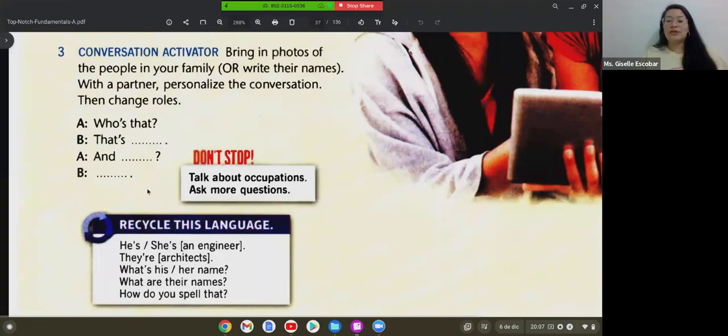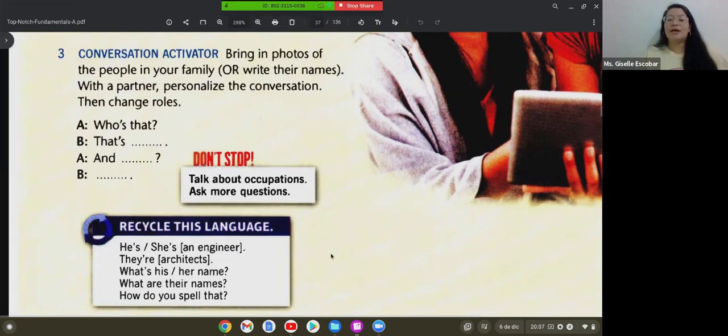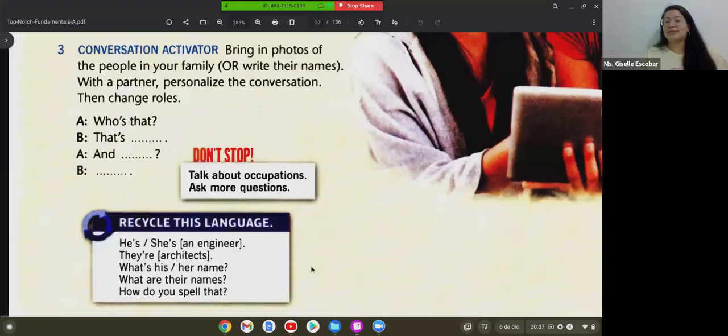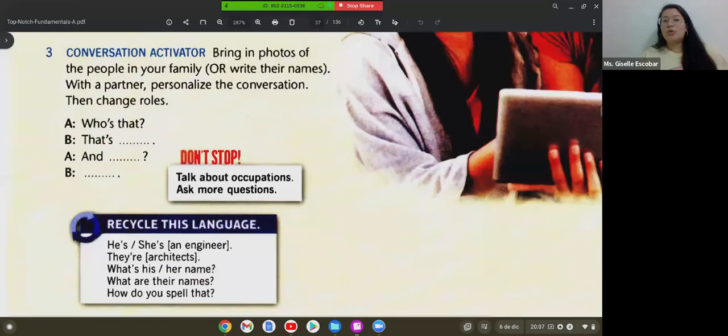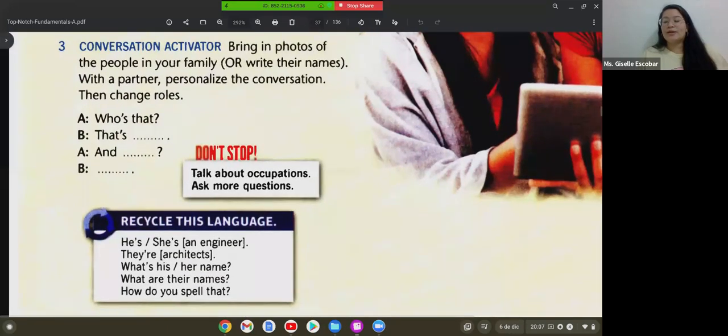Podemos agregar eso también a la conversación. Or what's his or her name. And we can also say, how do you spell that? How do you spell that? To practice the alphabet. So I want you guys to add these questions. We're going to work in the same partners. Brian is going to work with Cristobal and I'm going to work with Erika. So we are going to change or personalize the conversation.